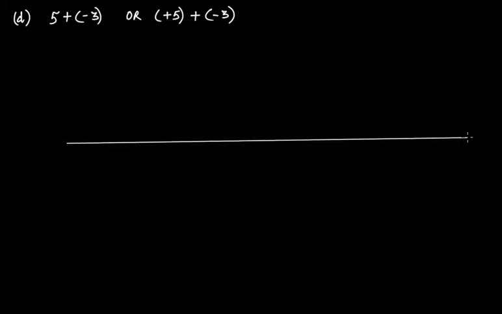Make a number line and put 0 here. Start marking it as 1, 2, 3, 4, 5 and 6. And to solve our question, it will be sufficient. We need not write further. This will be minus 1, minus 2, minus 3, minus 4, minus 5 and minus 6.